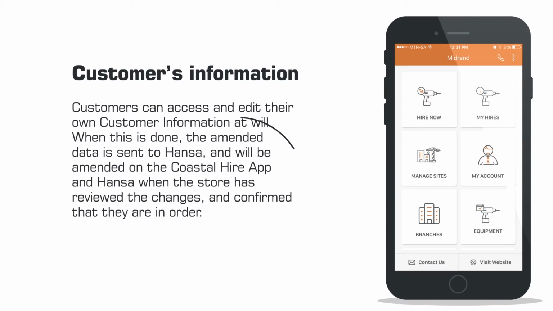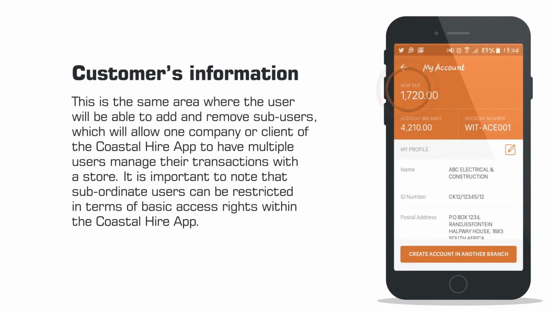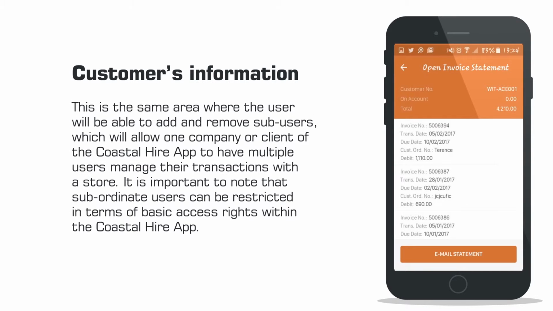Customers can access and edit their own customer information at will. When this is done, the amended data is sent to Hansa and will be amended on the Coastal Hire app and Hansa when the store has reviewed the changes and confirmed that they are in order. This is the same area where the user will be able to add and remove sub-users, which will allow one company or client of the Coastal Hire app to have multiple users manage their transactions with a store. It is important to note that subordinate users can be restricted in terms of basic access rights within the Coastal Hire app.